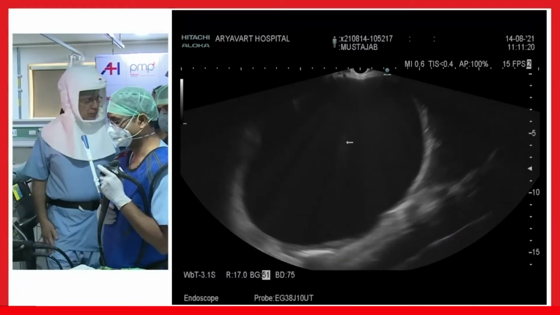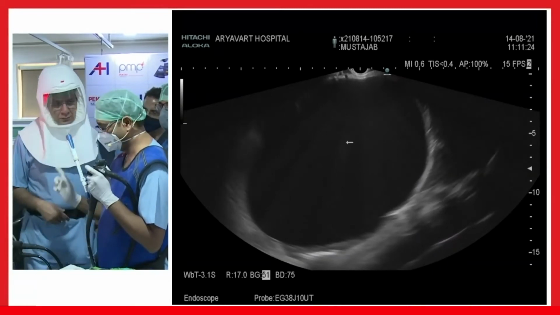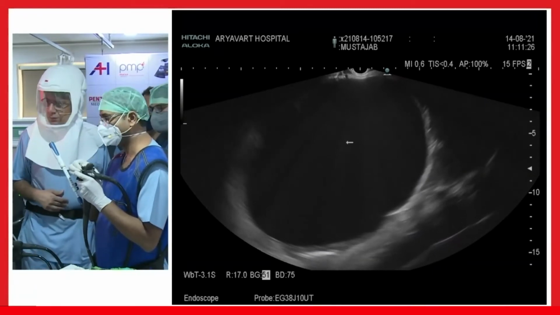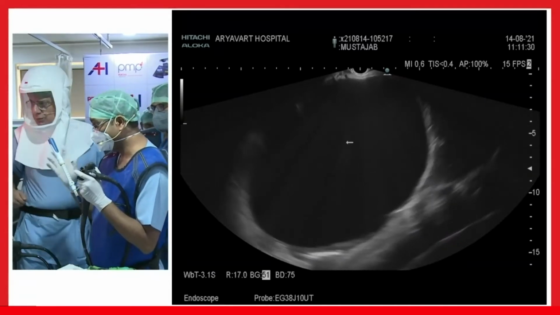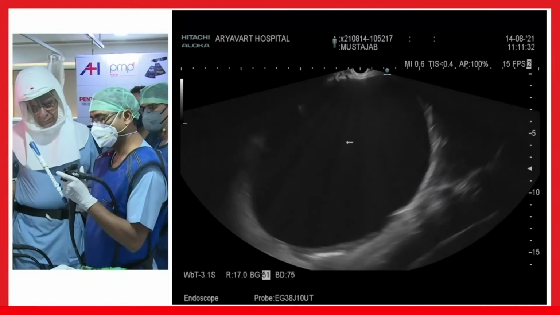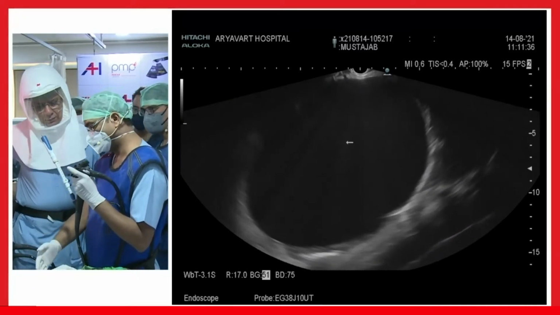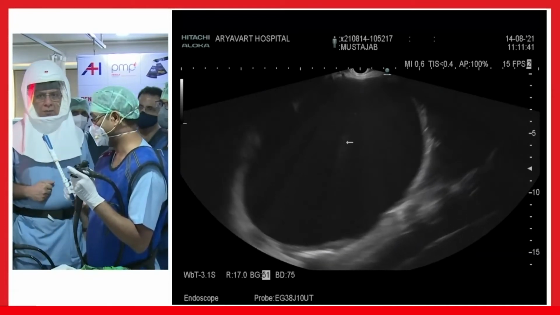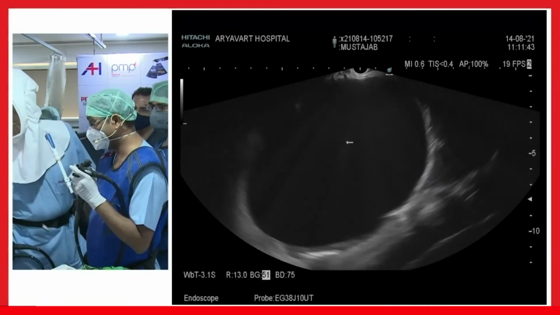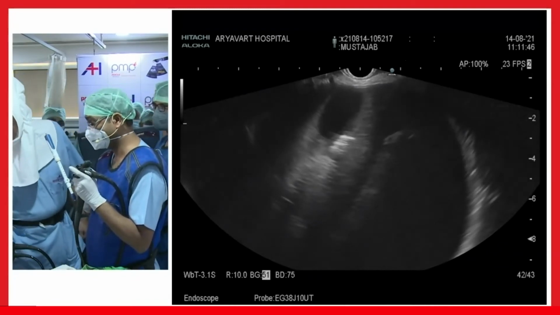What would you use, the up-down knob or the elevator? Another very important point is that when you are doing this initially, your scope position is not very fixed. So you do up knob, up, so that the scope is just opposed to the wall of the cyst. Then your distance will be less and your puncture will be a clean puncture.